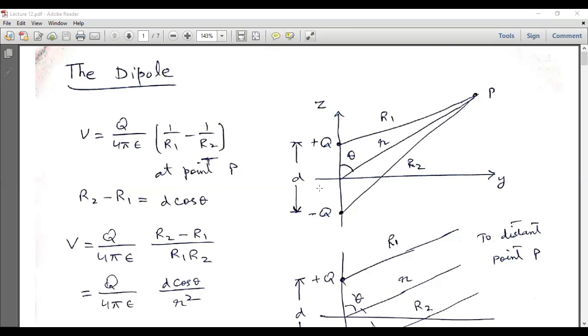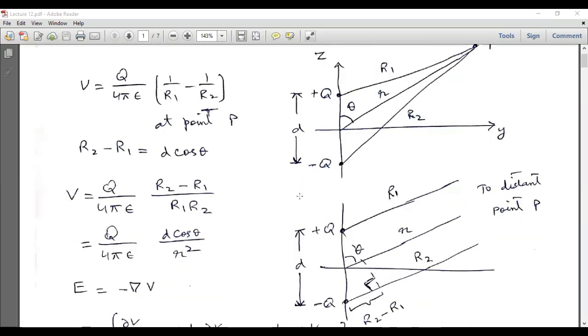If this point P is far away from the dipole such that the position vector r is much greater than d, then these three position vectors r1, r and r2 can be assumed as parallel position vectors. So this is r1, this is r and this is r2, and we can draw a line from this point up to this point such that the angle between this line and r2 is 90 degrees.